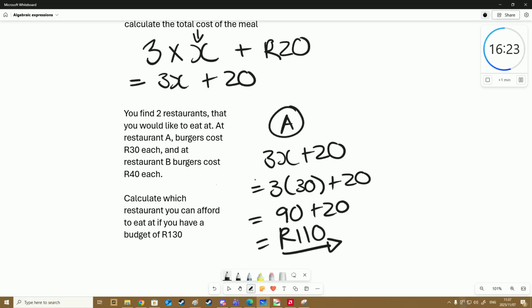So now I want you to calculate what it would cost to eat at restaurant B. I'll give you 2 minutes to calculate this.